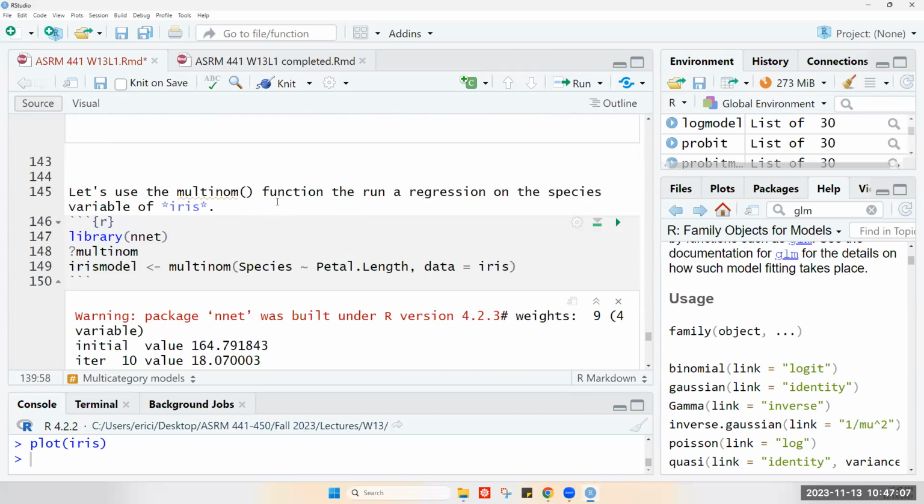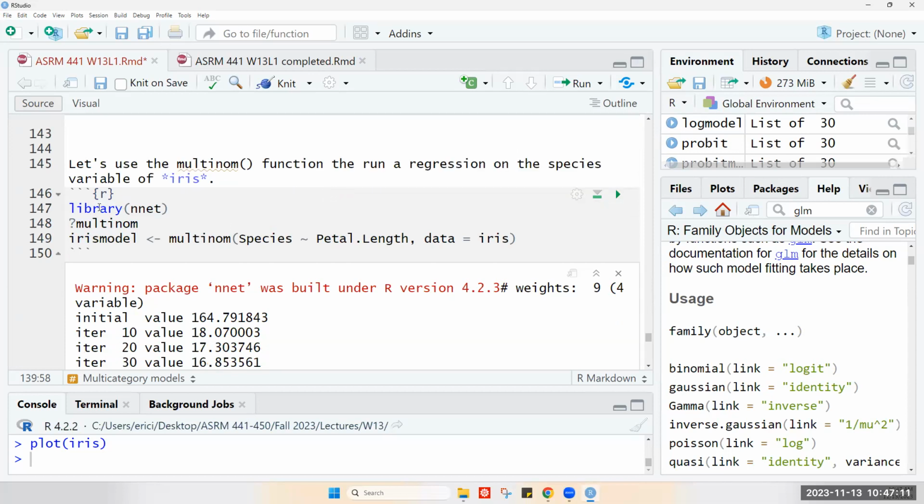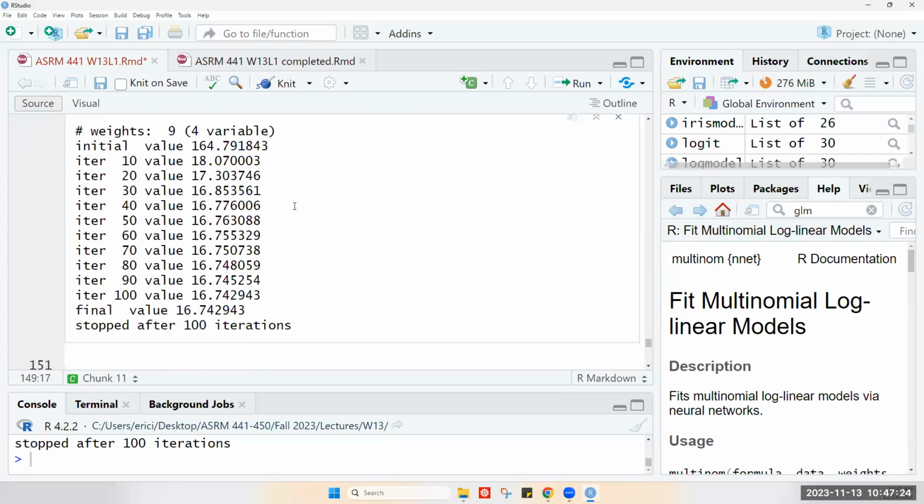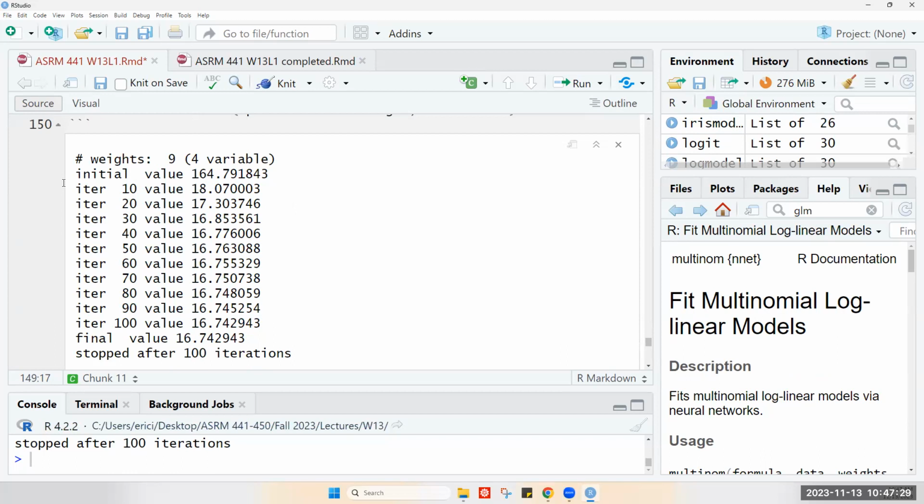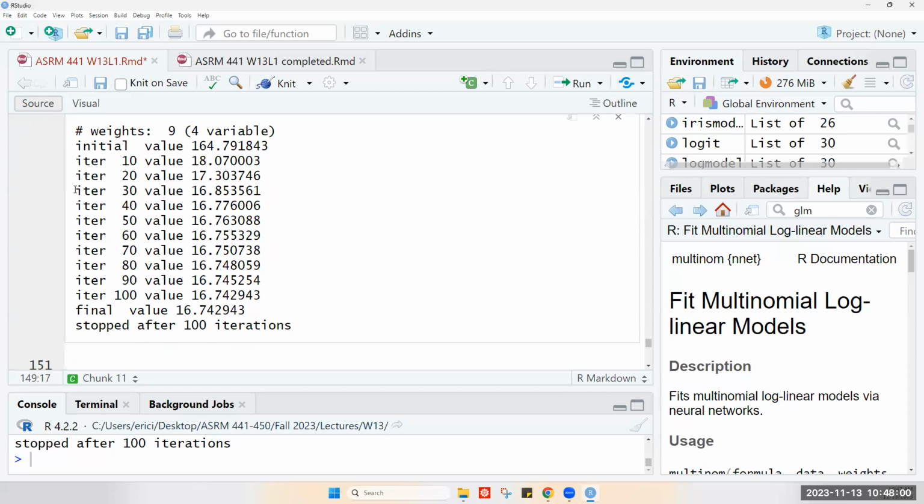So let's use the multinomial function to run a regression on the species variable. The first thing I do is use the library command to tell R that we're using this package. I then ask R about this function and run a model. The output looks like this. You don't have to worry about it so much, but what it's telling you is that these are like likelihoods, not likelihoods, but these are like standard deviations that occur. And what it does is that it doesn't really know what coefficients to give each of the values. So it just tries a bunch of different coefficients to improve accuracy, reduce standard deviation, all that. And after some point, it'll stop. You'll see that after about 50 iterations, it gets to approximately the value that we're going to use. But it keeps on trying to improve, reduce this value a little bit.